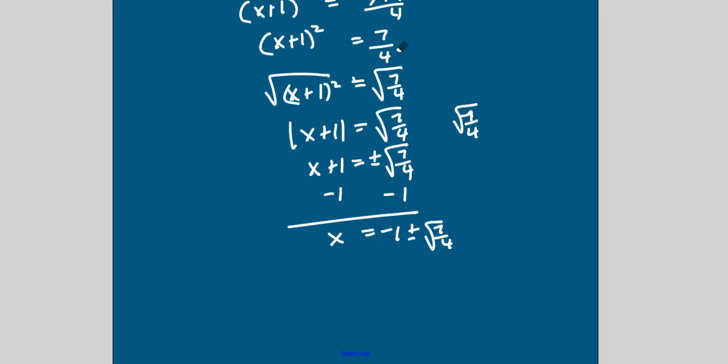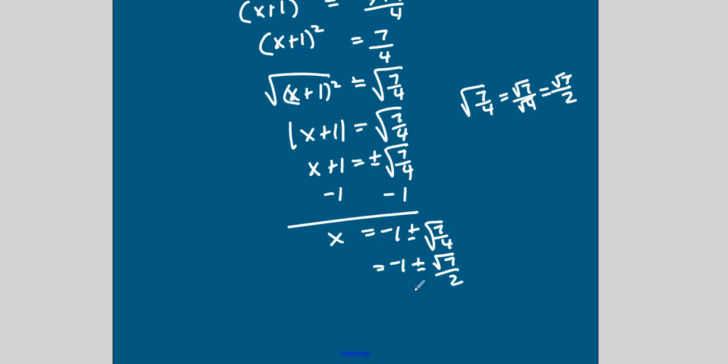Square root of 7/4 is pretty easy to put in simplest radical form. Let's do that again. Square root of 7 over 4 can be written as square root of 7 over square root of 4. Square root of 4 is a perfect square, so this is just square root of 7 over 2. So we get -1 plus or minus square root of 7 over 2.